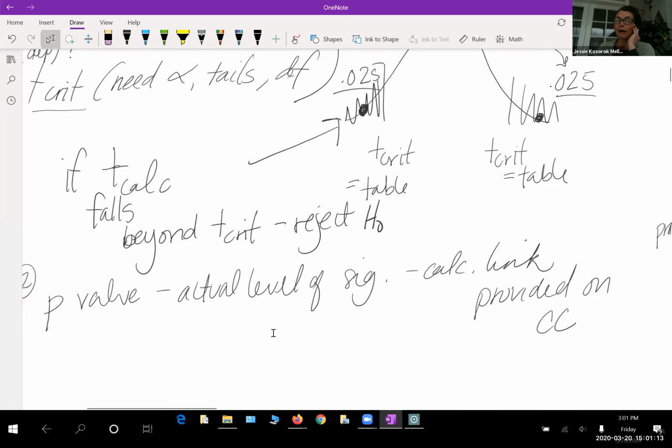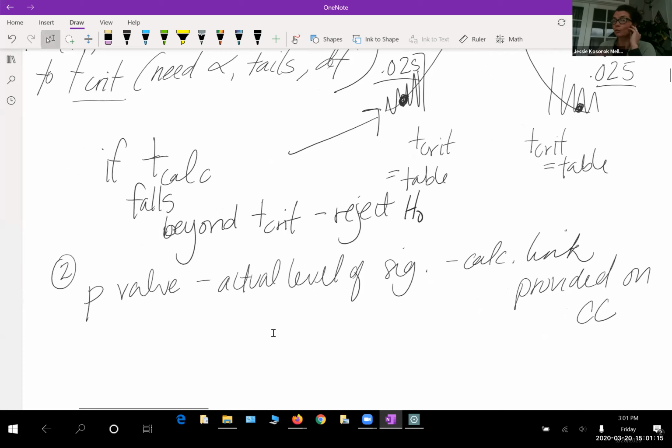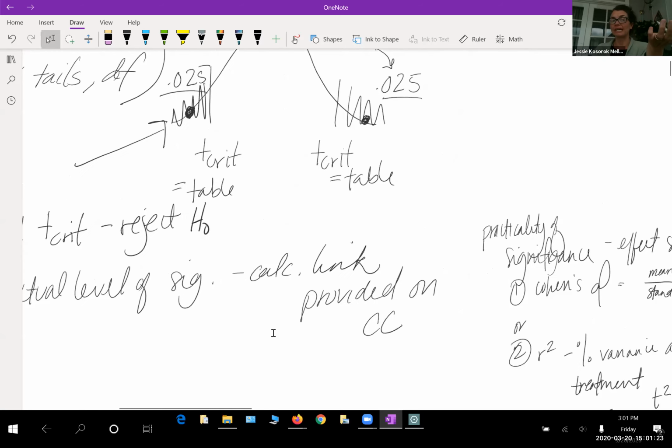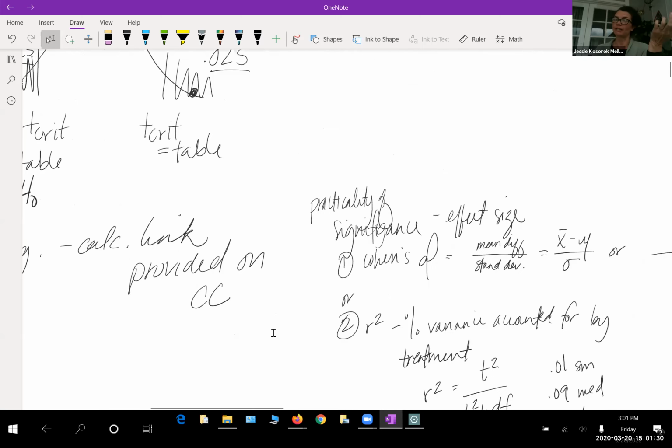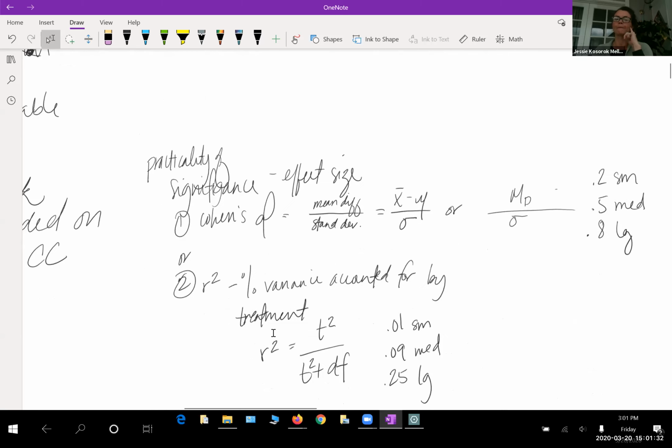Another way to know how significant the actual level of significance is, is to calculate the p-value. And we have that p-value calculator provided on Cougar courses for you. And so you would enter this information, the means and the alpha you want and the tails, etc., and it will calculate that specific p-value for you.